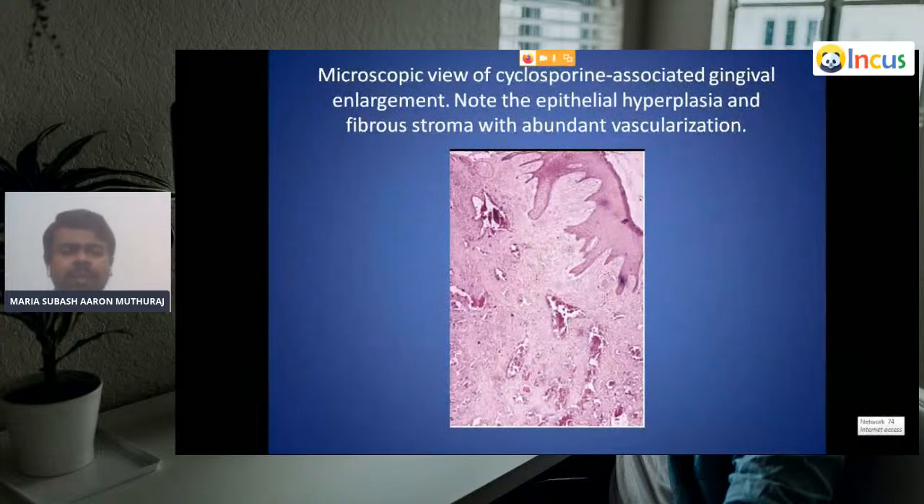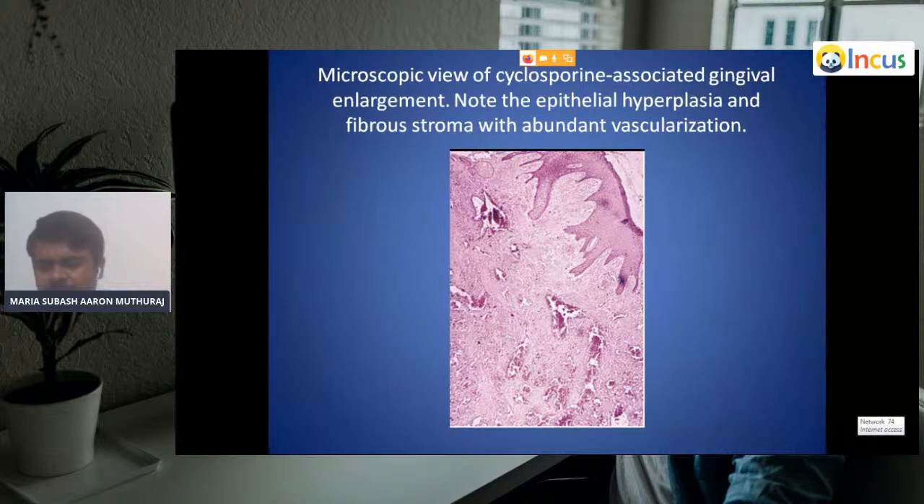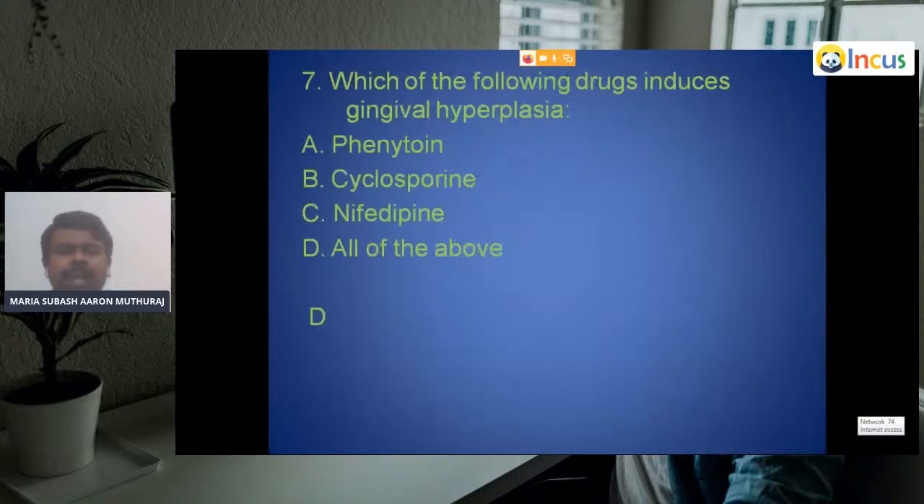In this image, there will be inflammation. Inflammatory cell infiltrate will be very high. The inflammatory component will be very high in cyclosporine associated gingival enlargement, and abundant vascularization also will be present. Whereas in phenytoin associated gingival enlargement, less vascularization will be present, and there will be more fibrotic component. In cyclosporine associated gingival enlargement, there will be increased vascularization, increased inflammatory component, and increased inflammatory cell infiltration. Therefore, the answer should be D.